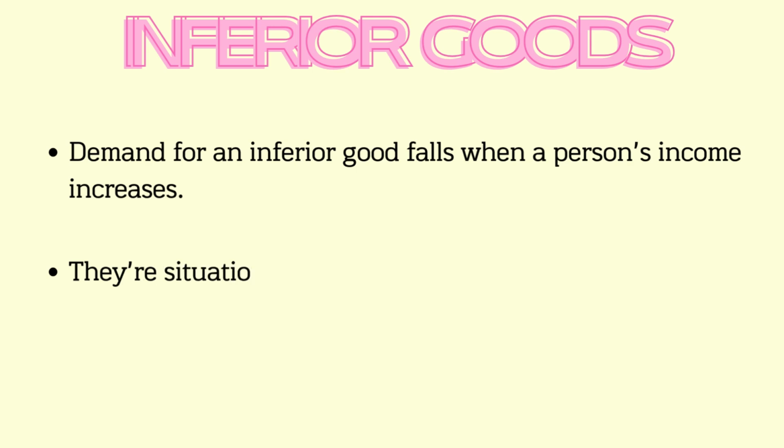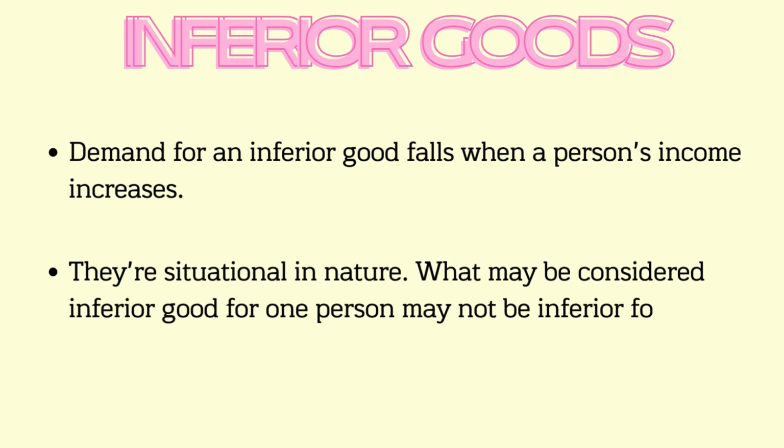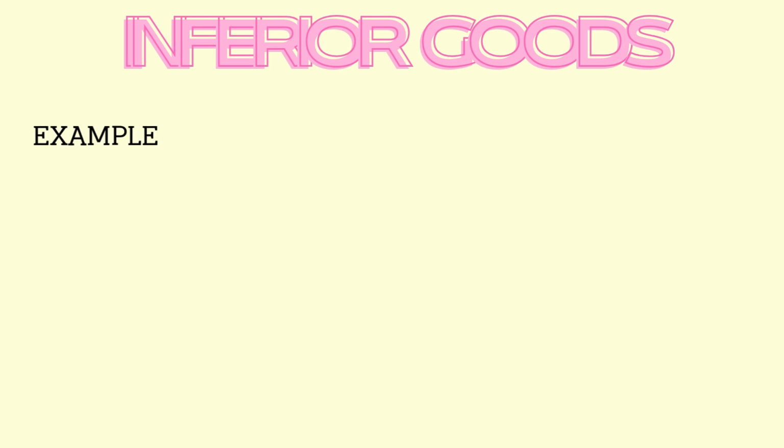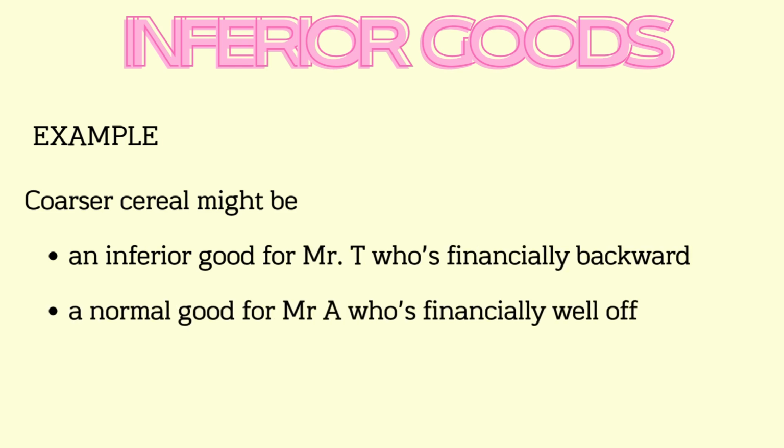Inferior goods are situational in nature. What may be considered inferior for one person may not be inferior for another person. For example, let's look at the coarser cereals. Coarser cereals may be an inferior good for Mr. T, who comes from a lower income group, but they are a normal good for Mr. A, who is financially well off.